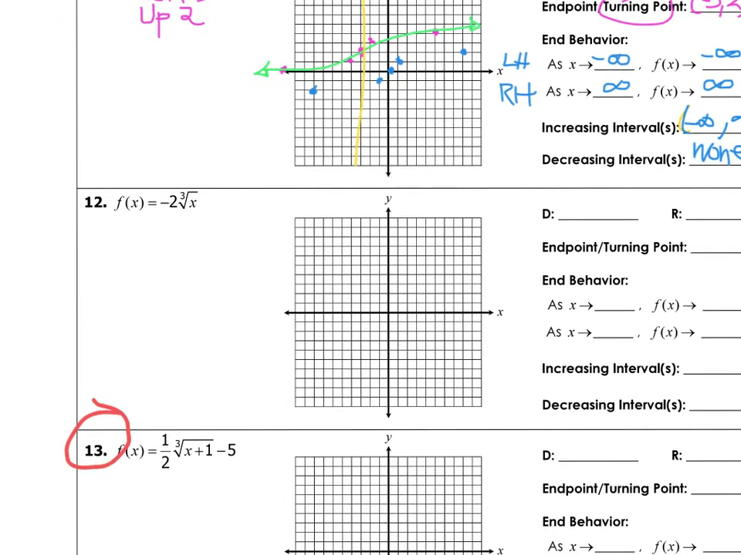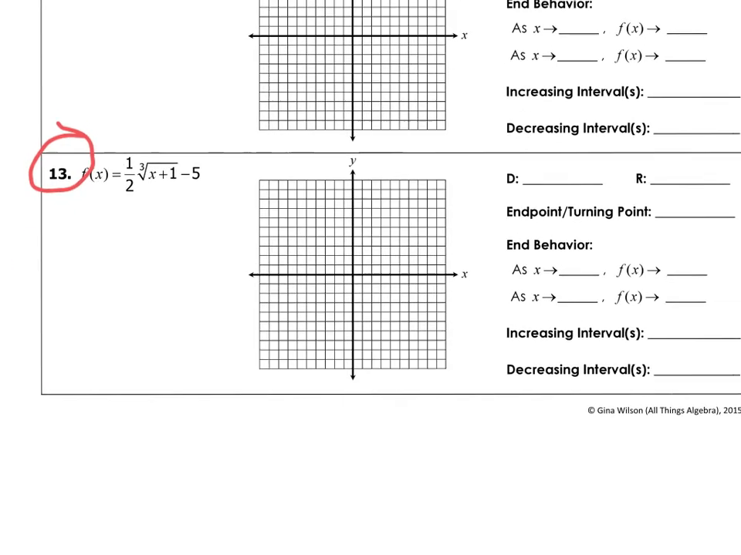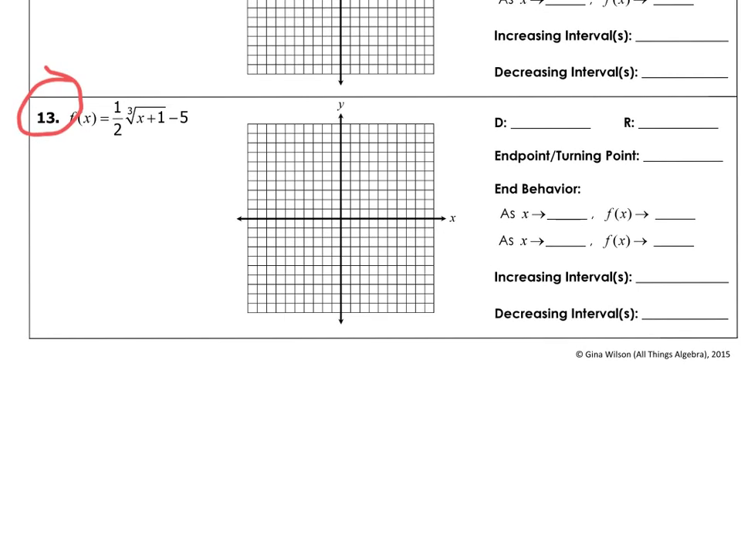All right, last one. Let me move this. It wasn't wanting to move. All right, so our last one is another cube root function. And you're going to note that this time we have a vertical shrink because 1/2 is between 0 and 1. So we're going to have to use a table of values.